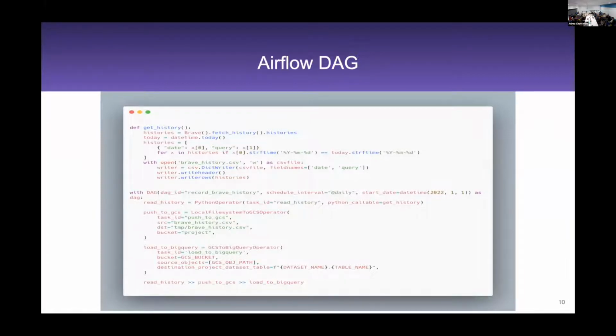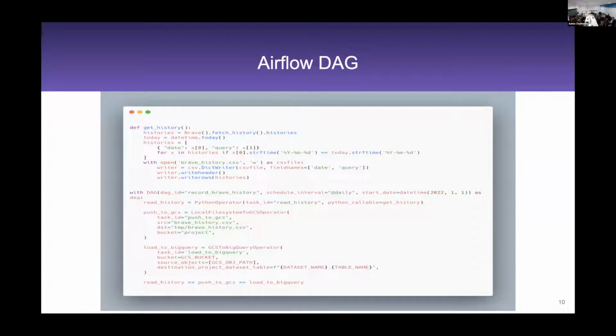You can see there is one DAG object, and it has one DAG ID. This DAG ID should be unique across your DAG folder. The schedule interval I have given as daily, which means it will run daily. The start date is 1/1/2022, so it will start from the 1st of January 2022. And it has 3 tasks for the 3 units of work that I wanted to do.